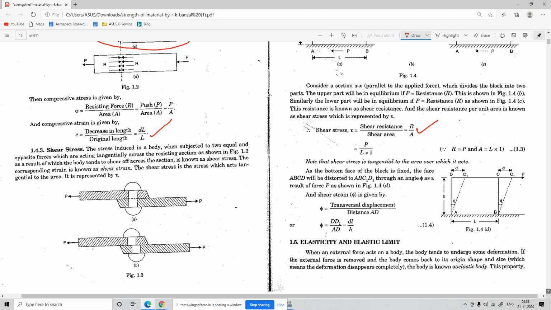Shear strain is defined as phi. Phi is the transversal displacement, that means how much distance has been traveled from this point to this point, by the total distance. So this ratio will give you the shear strain.